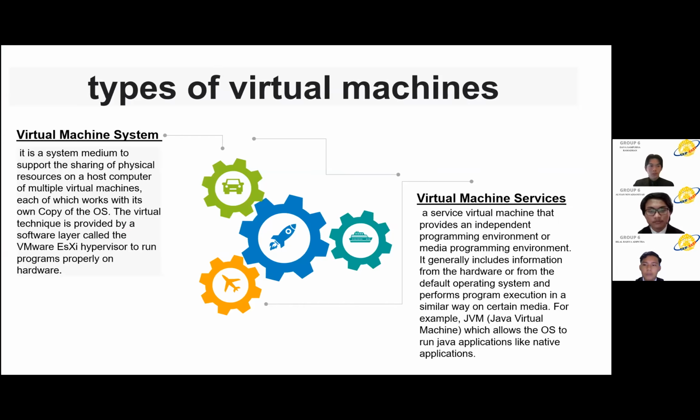Types of virtual machine. First of all, there's virtual machine system. It is a system medium to support the sharing of physical resources on a host computer or multiple virtual machines, each of which works with its own copy of the operating system. And 2, it is virtual machine service. It is a service virtual machine that provides an independent programming environment or media programming environment. It generally includes information from the hardware or from the default operating system and performs program execution in a similar way on a certain media.